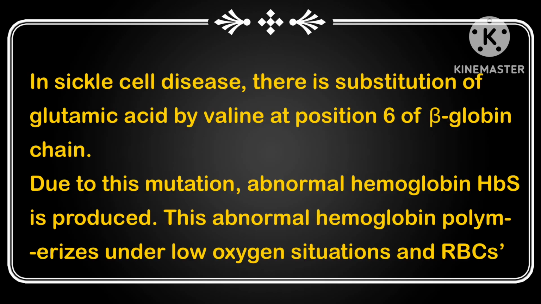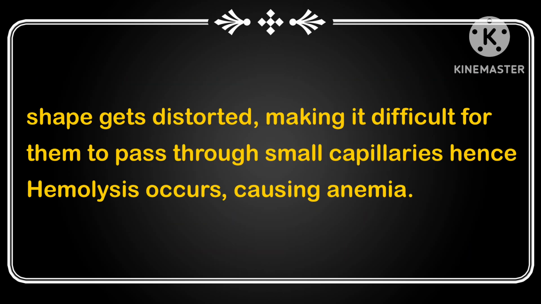Sickle cell disease. Due to a mutation in the beta globin gene, there is substitution of glutamic acid by valine at position 6 of the beta globin chain. Due to this mutation, abnormal hemoglobin HbS is produced. This abnormal hemoglobin polymerizes when there is low oxygen, and the RBC's shape gets distorted, making it difficult for them to pass through small capillaries. Hemolysis occurs, causing anemia.